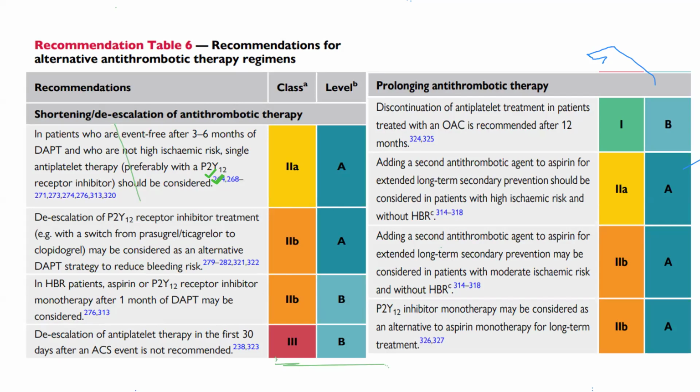This is 2B. But with time, it appears this recommendation may move up from 2B to 2A. There seems to be a push for P2Y12 monotherapy compared to aspirin monotherapy for at least the 3 months to 6 months of the dual antiplatelet therapy.